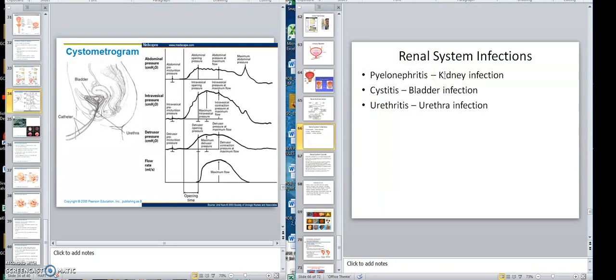Now, there are other conditions too. Nephrotic syndrome, nephritic syndrome. There's a whole plethora of them, but this is not for this particular course. This is just to kind of give you an overview. The course is mainly physiology.